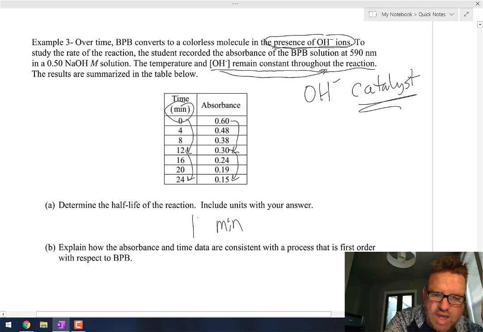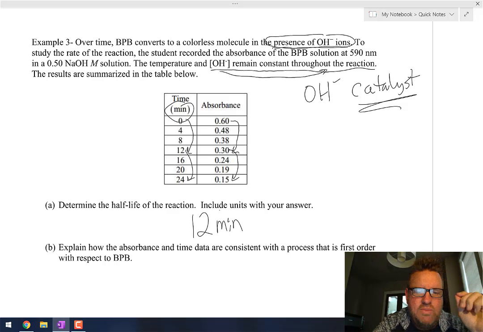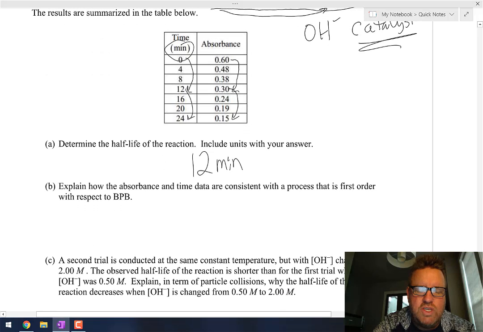Okay, so the half-life absolutely is 12 minutes. Okay, letter B: explain how the absorbance and time data are consistent with a process that is first order with respect to BPB. Because the half-life is constant. The absorbance drops by half every 12 minutes, and a constant half-life indicates a first order reaction.